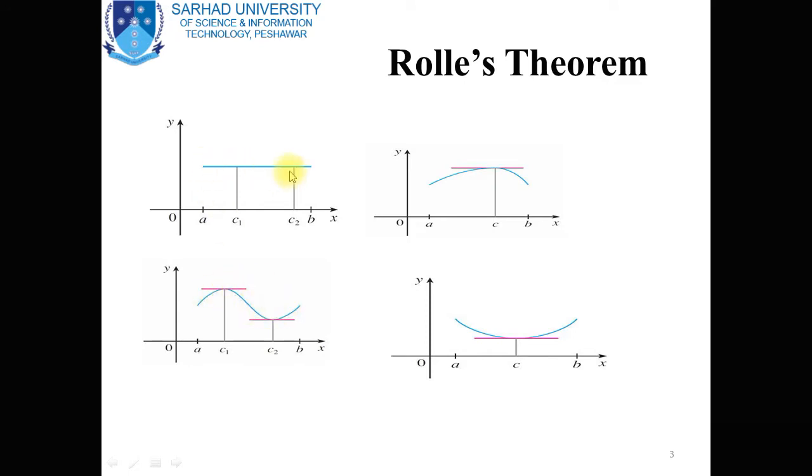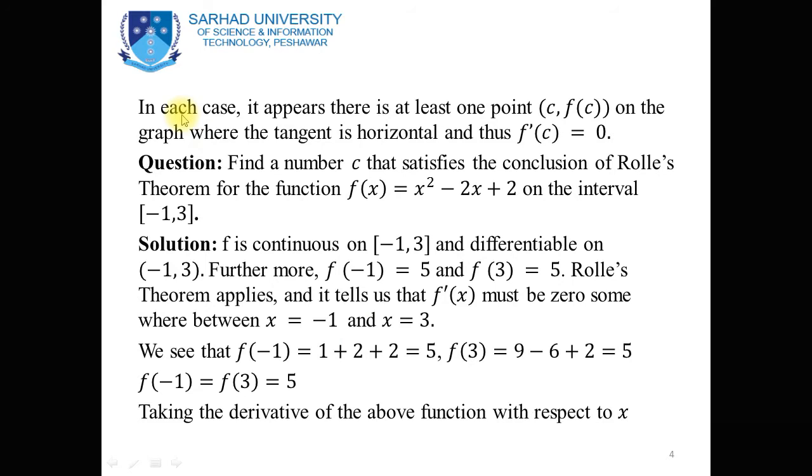In this case the graph of the function is a straight line, and here the graph of the function is like a curve. This is the third form of the graph of the function, and this is the fourth form, and c is the point between the interval a and b. Now in each case it appears there is at least one point (c, f(c)) on the graph where the tangent is horizontal, and thus the derivative of the function at x equal to c is equal to 0.